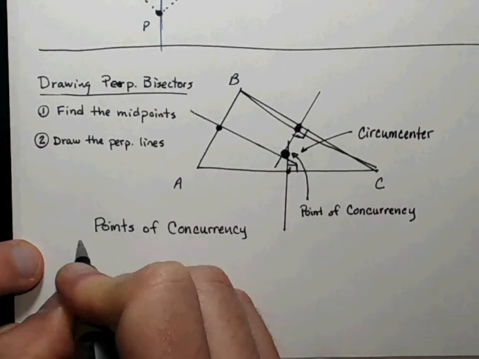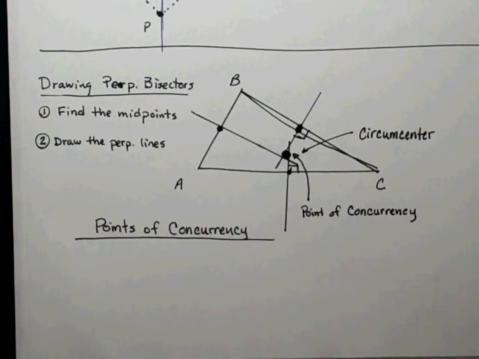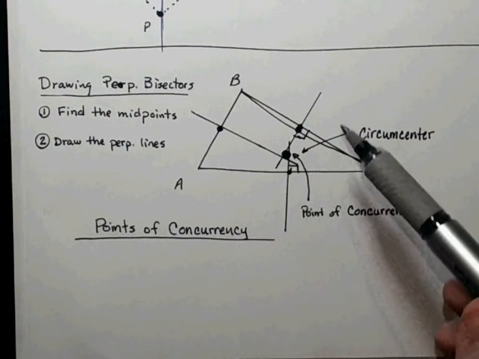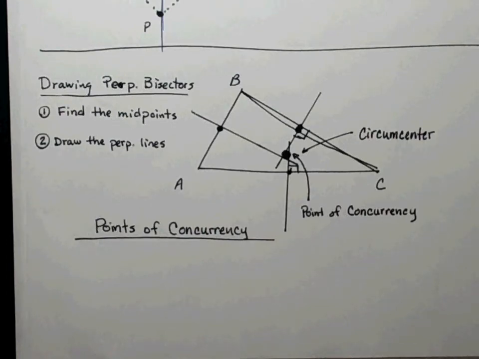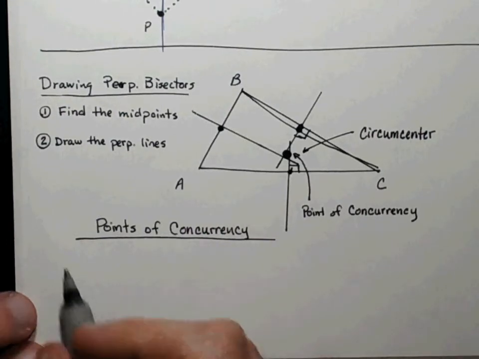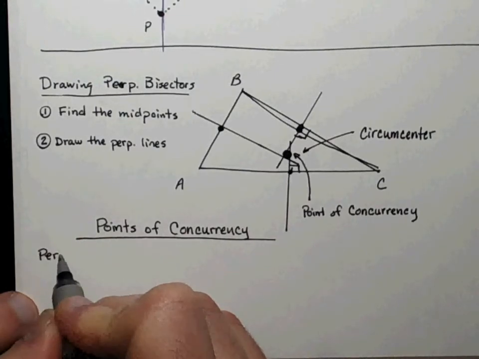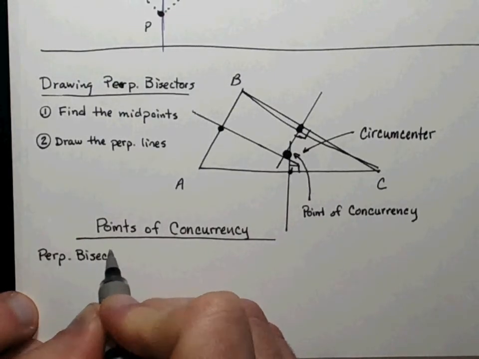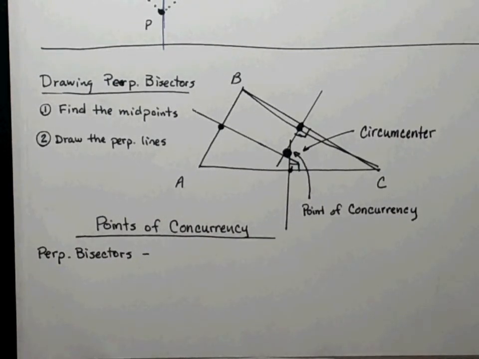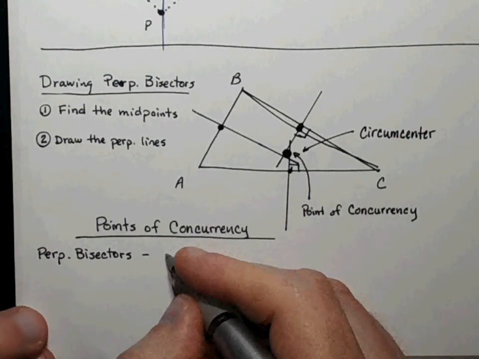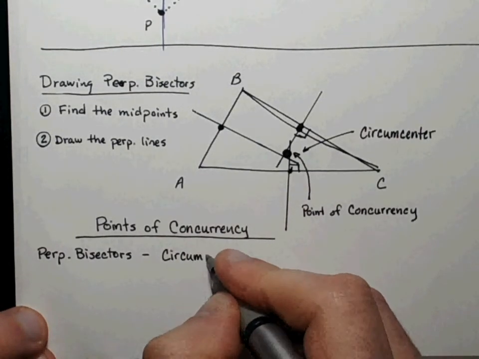Now what that means is, let's think about the word concur. If I was to ask you, do you concur, that means, do you agree? We call this a point of concurrency because that's where the lines agree with each other. That's where they intersect. So, our first point of concurrency, we were talking about perpendicular bisectors. Perpendicular bisectors intersect at a point called the circumcenter.